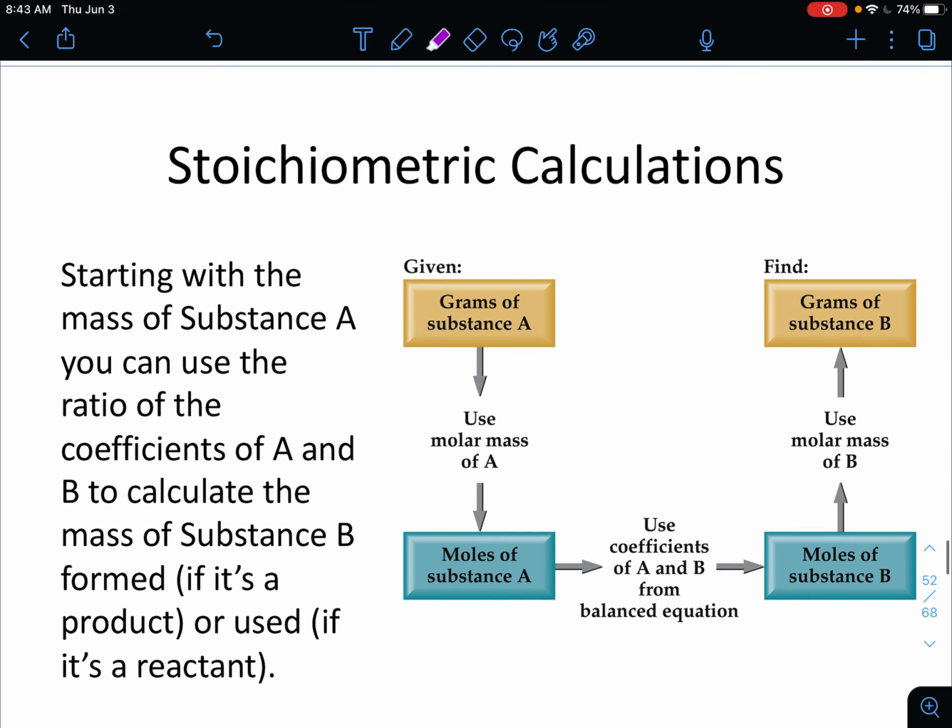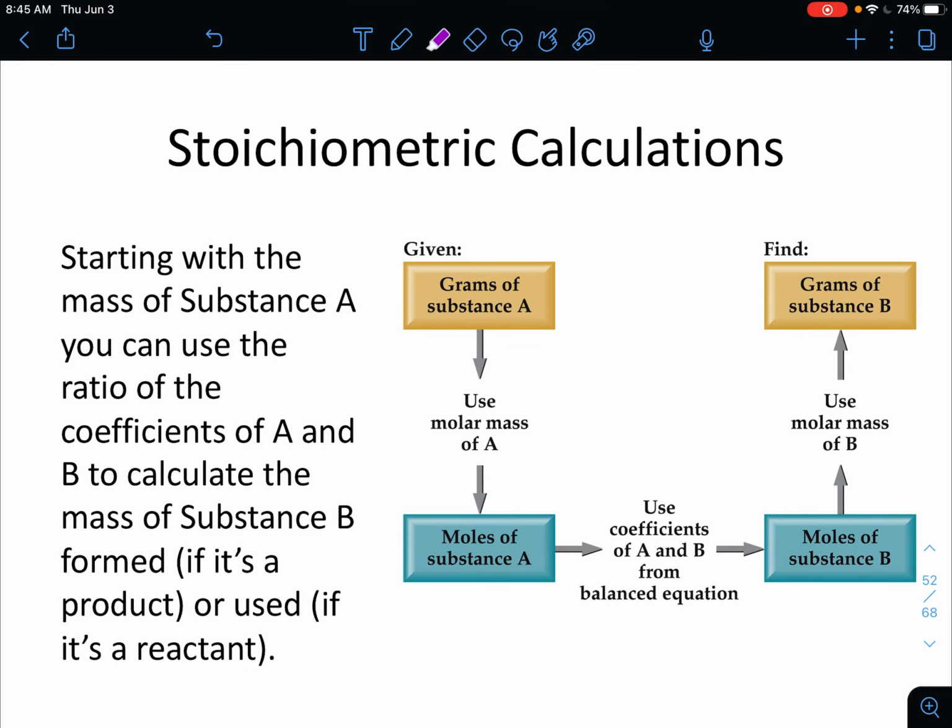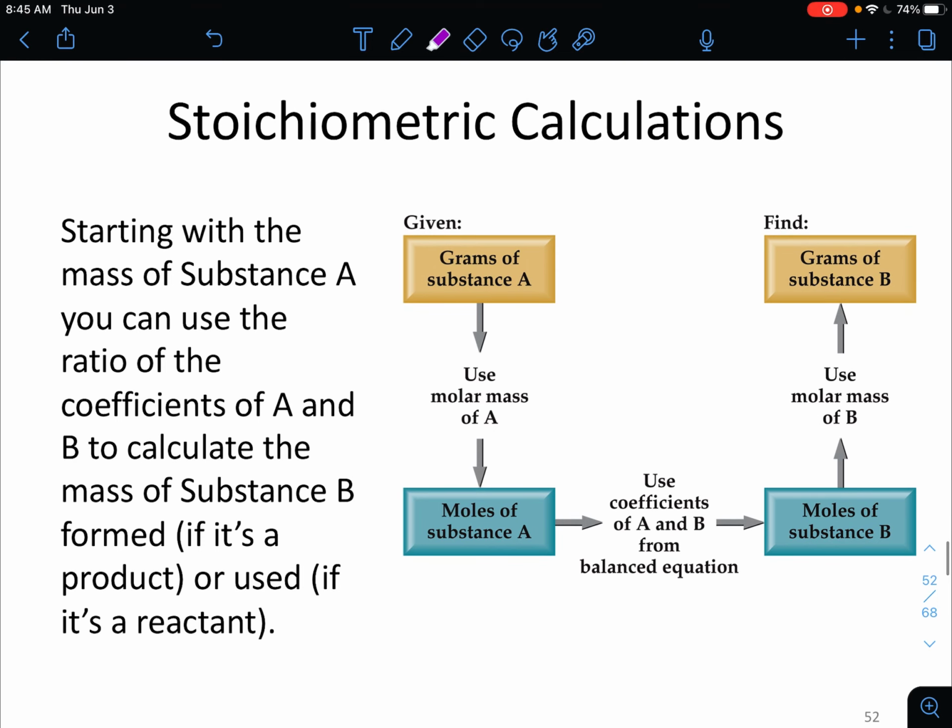So we have another one of those flow charts here that I think is also on handout 4, I believe, kind of describing what it is that we want to do. So just to describe the problem, right, we're going to start with some mass of my reactant A, and I want to figure out the mass of substance B that's going to form. And the whole idea here is that we're going to use the ratio of the coefficients of A and B in the equation to figure all of that stuff out.